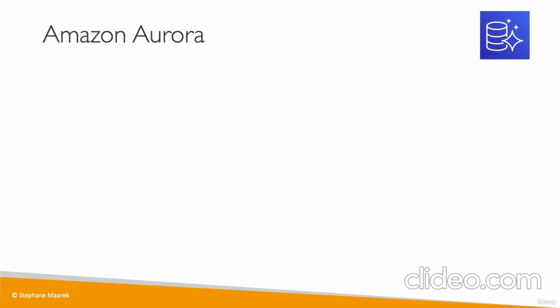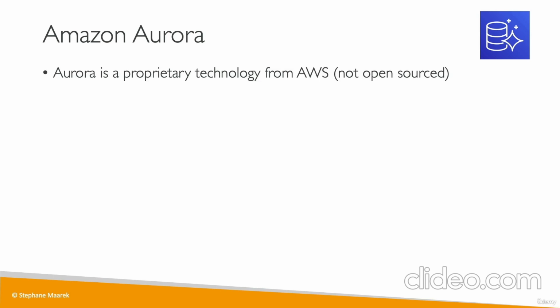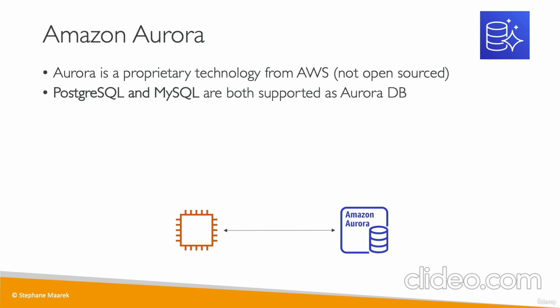So now for Aurora. Aurora is going to be a database technology created by AWS. It's not open source, and it works the same way as RDS. We have our EC2 instances connecting directly into Amazon Aurora. And Aurora supports two kinds of database technologies. It supports PostgreSQL and MySQL.